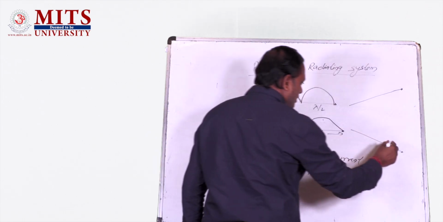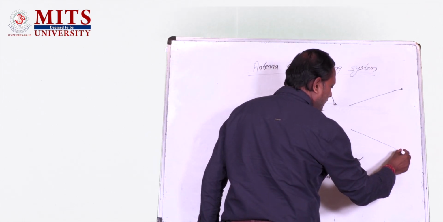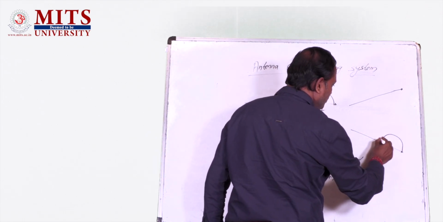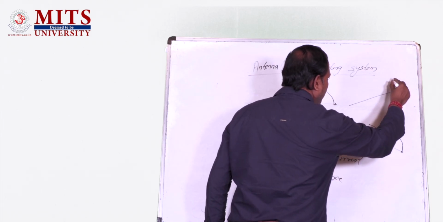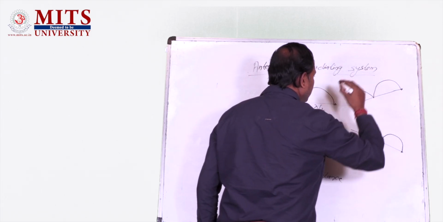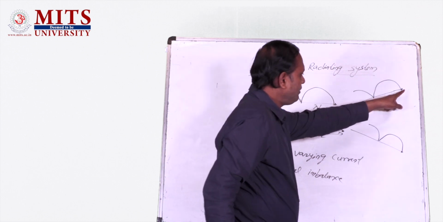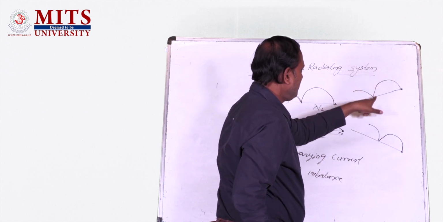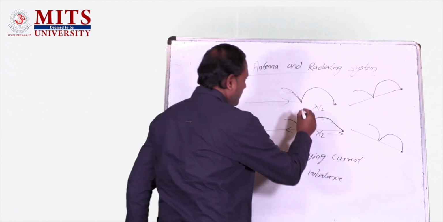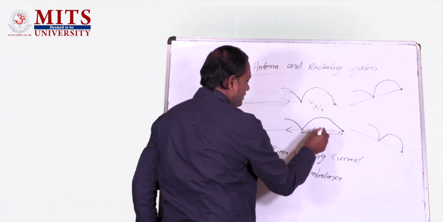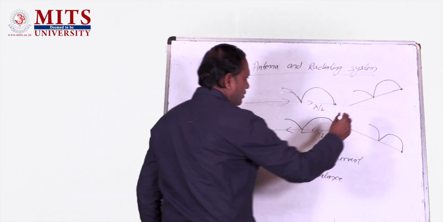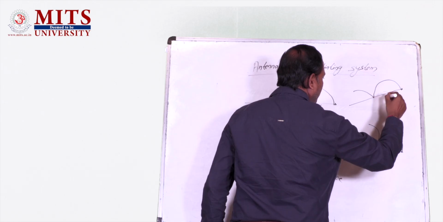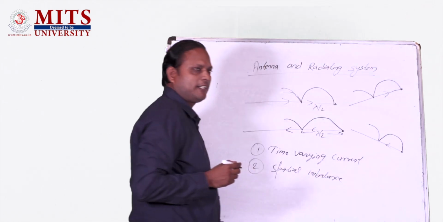So at this end, the current is minimum. Therefore, we can plot the current distribution like this. Similarly, at this end, current is minimum, and here maximum. Again, we have a minimum. However, the current is flowing equal and opposite. So similarly, here also we can give the direction of current, this and this.